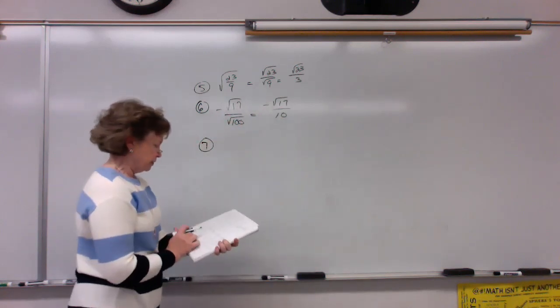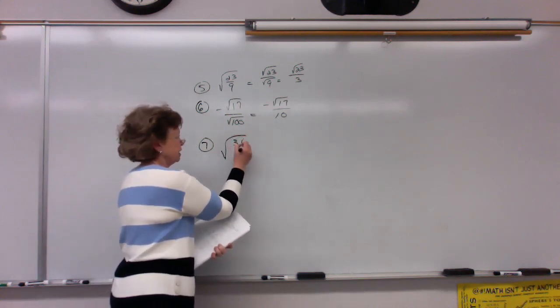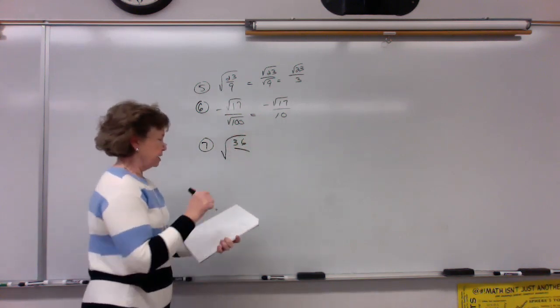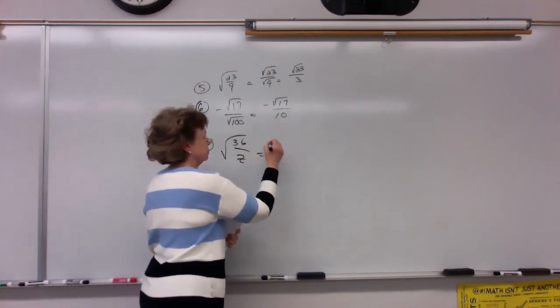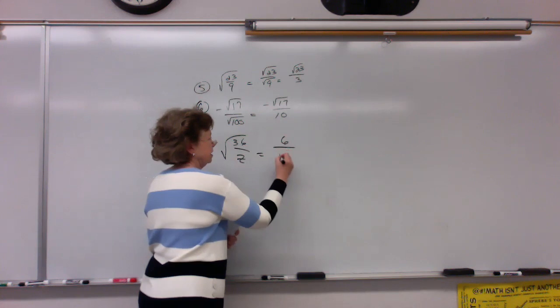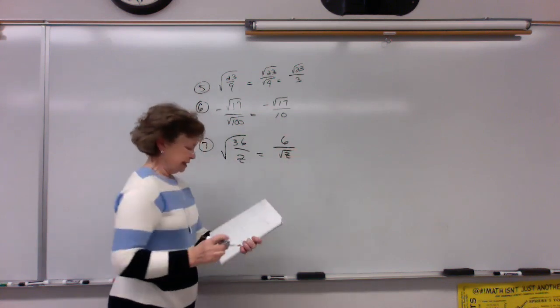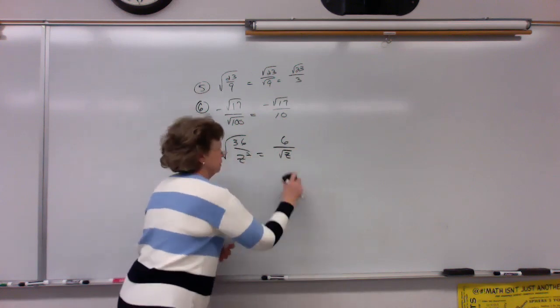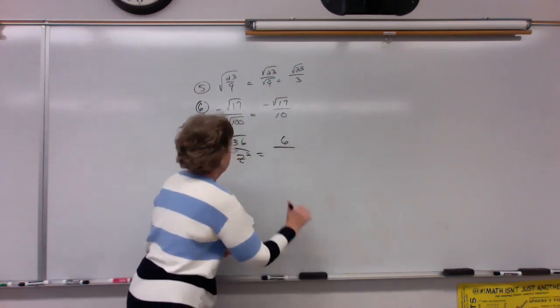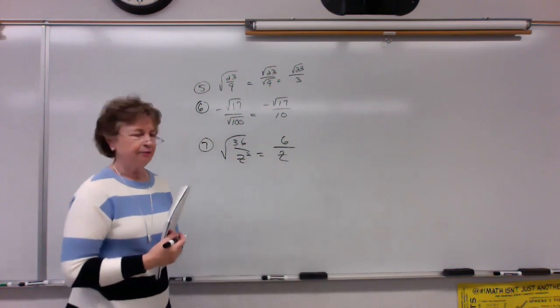Number 7, square root of 36 divided by z squared. Pull them apart. So square root of 36 is 6, divided by the square root of z squared. We haven't gotten to that part yet, but it's coming up. So 6 over z.